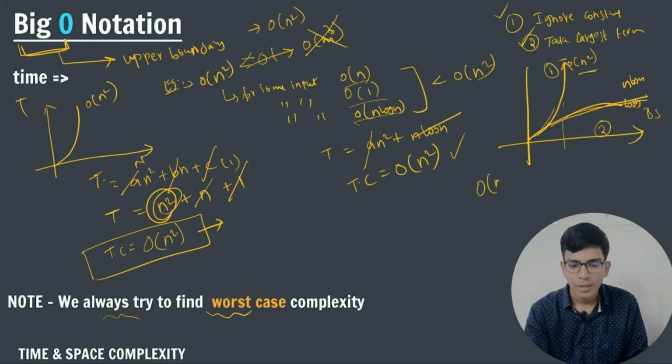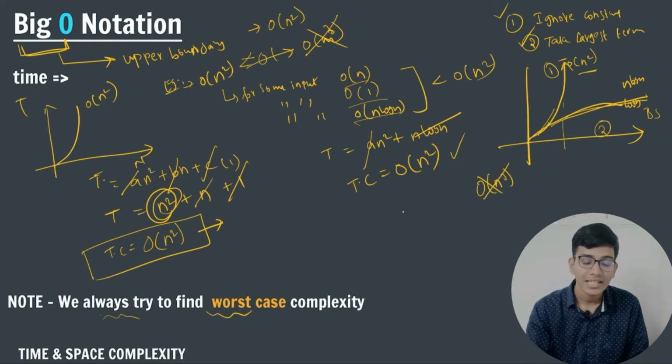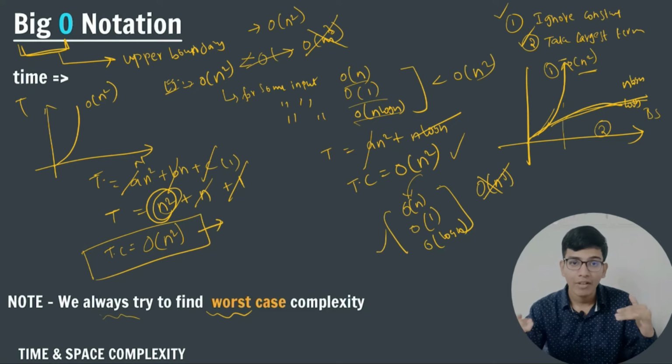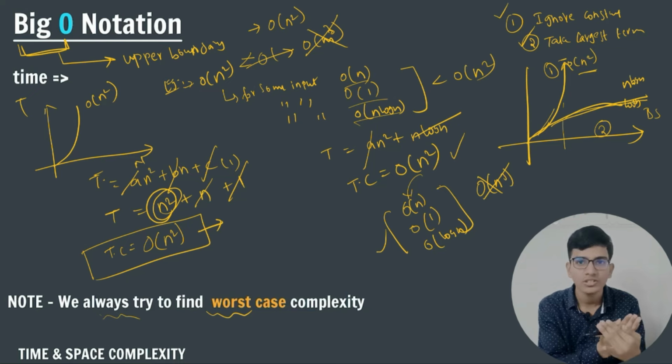It can't be big O of n cube, but it can be big O of n, it can be big O of 1 or log n. It can be the values which are less than big O of n square, but it can't be a value which is greater than my time complexity. I hope you have understood the big O concept.